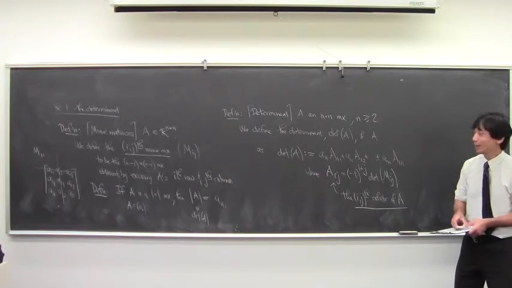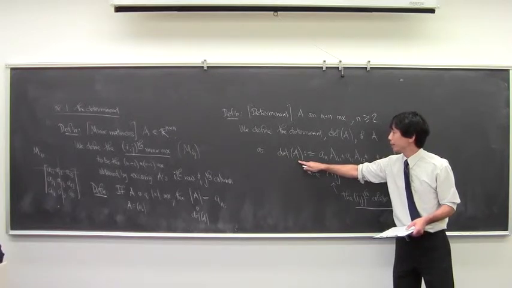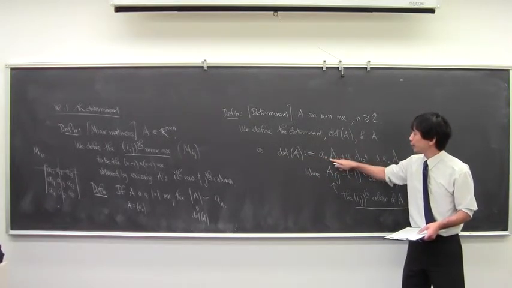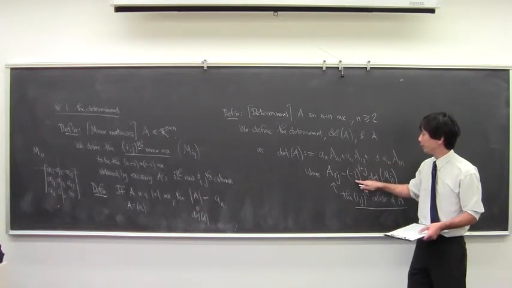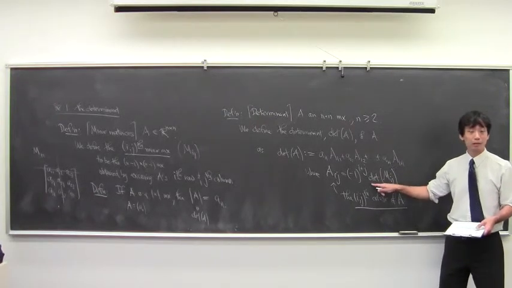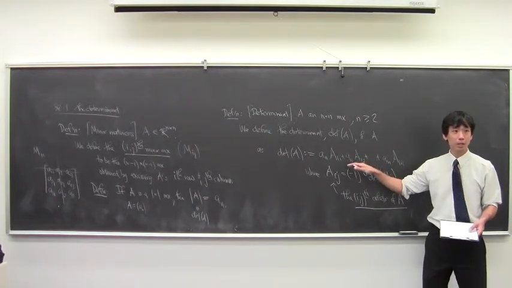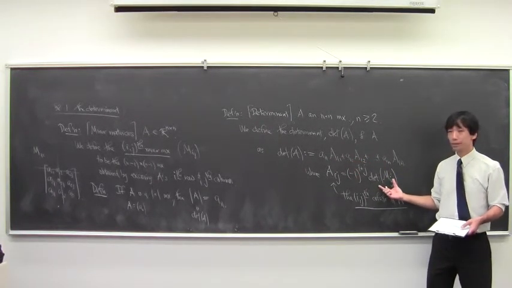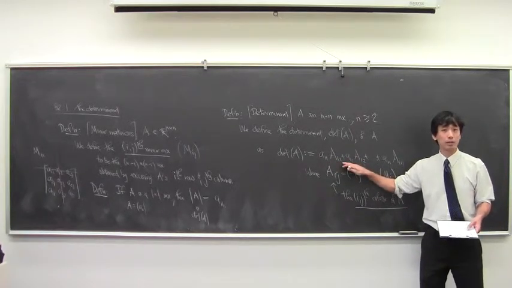Okay, so take a look at this. What does it say? It says that the determinant of A is going to be the entries of the first row multiplied by some power of -1 times the determinants of the corresponding minor matrices. So it's just going to be some combination of minor matrices' determinants and the first row's coefficients.